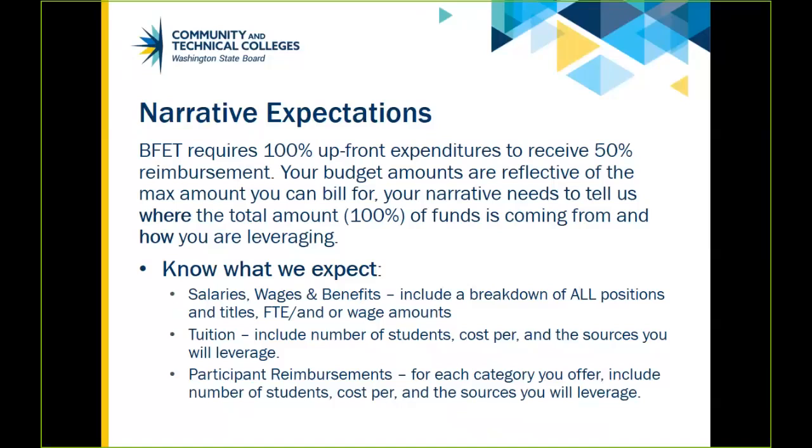You will find the anticipated number of students you say that you are going to serve on your performance tab of the worksheet. Participant reimbursements for each category you offer, include number of students, cost per student, and the sources you will leverage. This information should match what is in your BFET budget workbook on the PR tab.